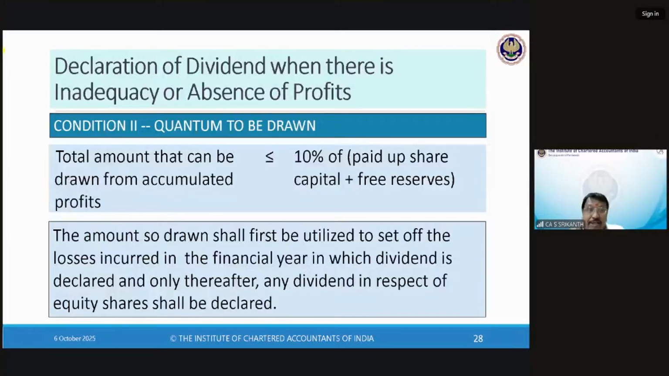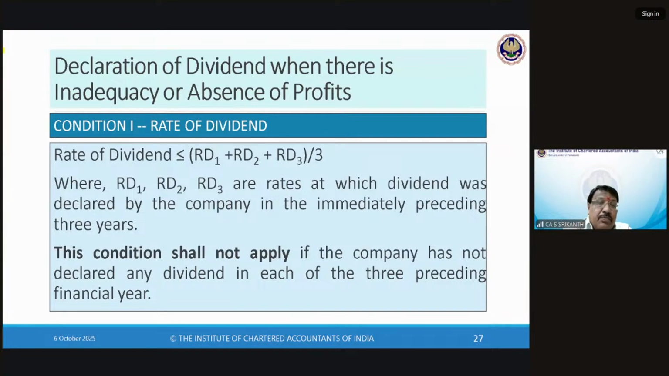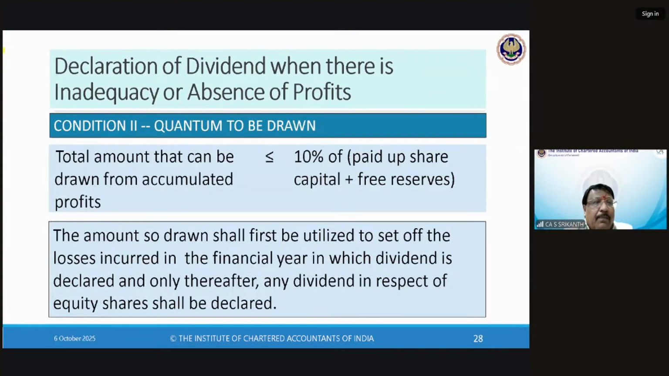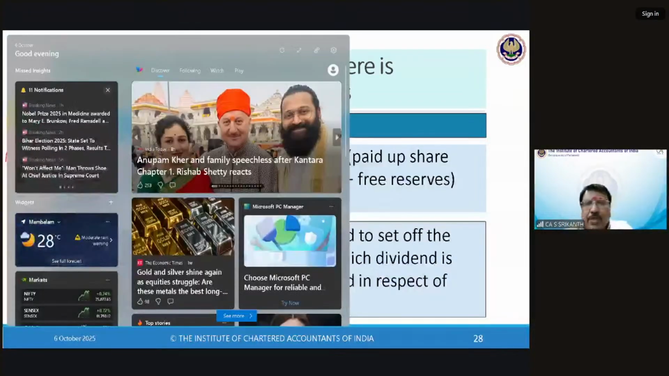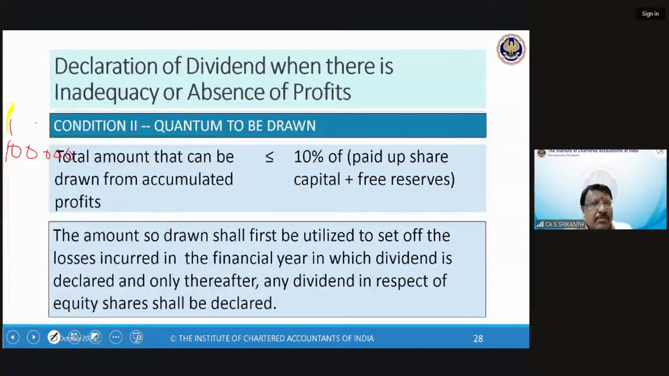But there is a rate condition, right? Suppose my average rate is 25%. My paid up capital plus free reserves is 1 lakh plus 1 lakh, 2 lakhs. Just for example, we'll work out one more example, just for quick memory. 1 lakh PC, 1 lakh free reserves. So, the total is 2 lakhs. Now, on that, I compute 10%. I get 20,000. Keep it on one side.